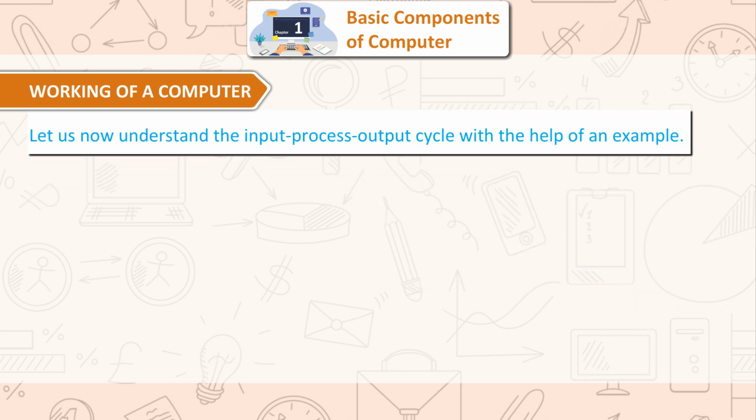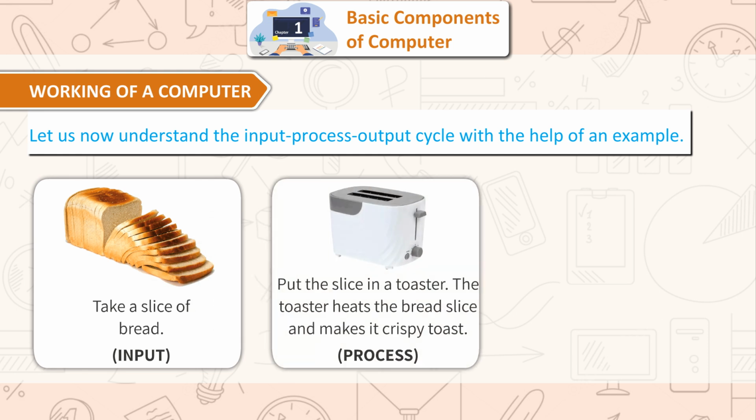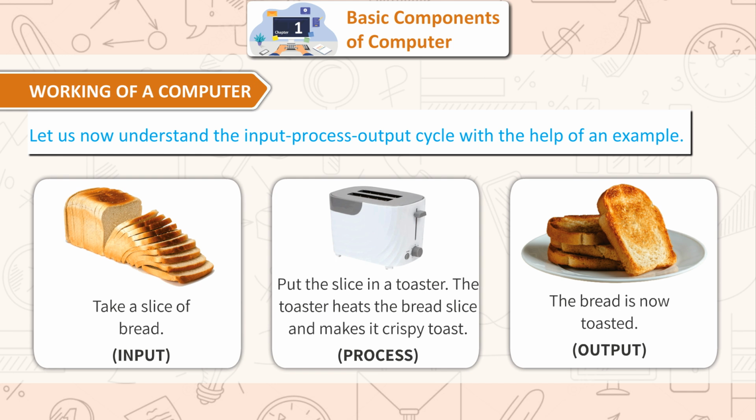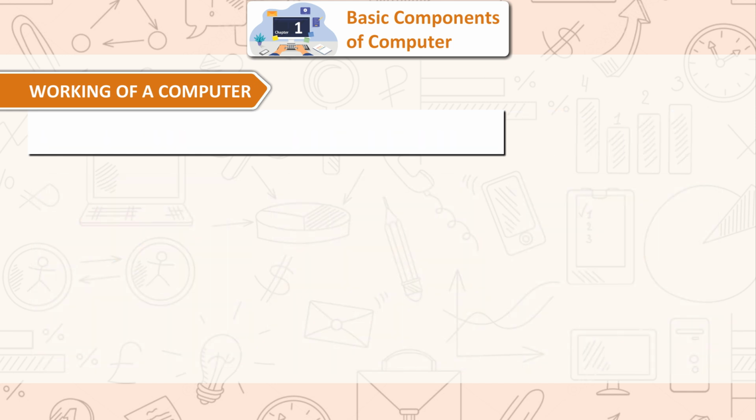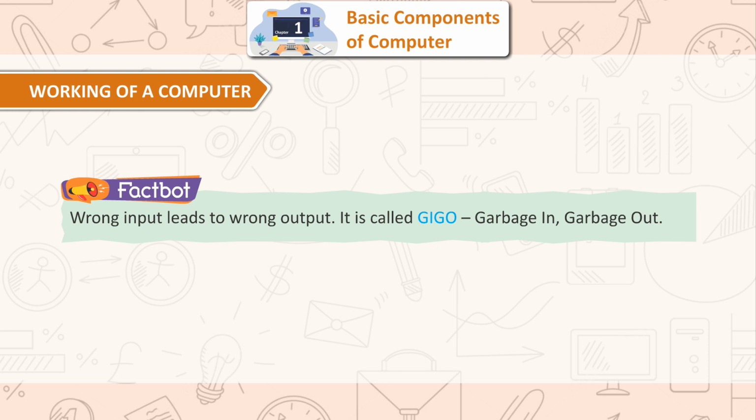Let us now understand the input, process, output cycle with the help of an example. Take a slice of bread. Input: put the slice in a toaster. The toaster heats the bread slice and makes it crispy toast. Process: the bread is now toasted. Output: this is how a computer works, and it is called IPO cycle. Factbot: wrong input leads to wrong output. It is called GIGO. Garbage in, garbage out.